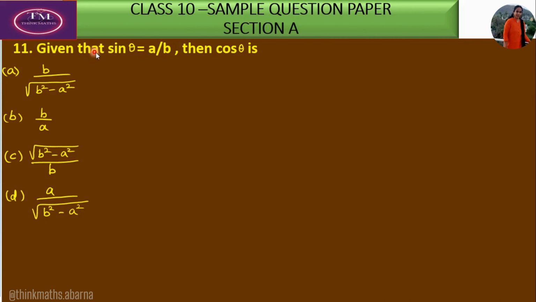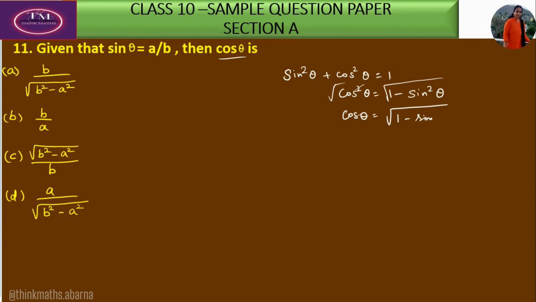Question number 11. Given that sine theta is equal to a by b, then cos theta is. So we have to find out the value of cos theta from the sine theta. So it is so simple. We all know the trigonometric relation sine square theta plus cos square theta equal to 1. What we need? We need cos theta. So cos square theta will be equal to 1 plus sine square theta will become minus sine square theta when we change the sign. So taking square root on both sides, the square root and 2 gets cancelled. So cos theta will be equal to square root of 1 minus sine square theta.